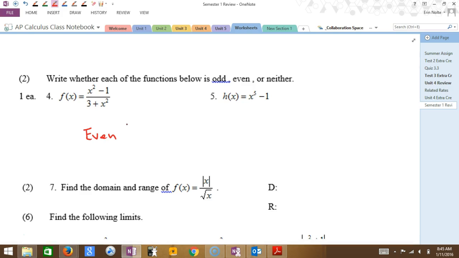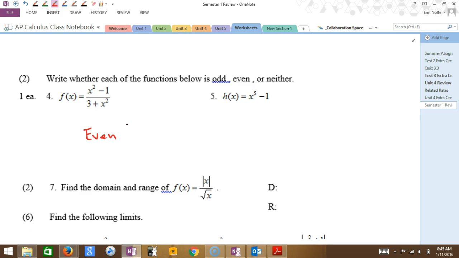Odd is over the origin. And then neither is if it's not over the y-axis or the origin. There's nothing over the x-axis. I thought the y-axis was odd or even. Oh, y-axis is even. Sorry, I said that. So even is the y-axis. Nothing is over the x-axis.